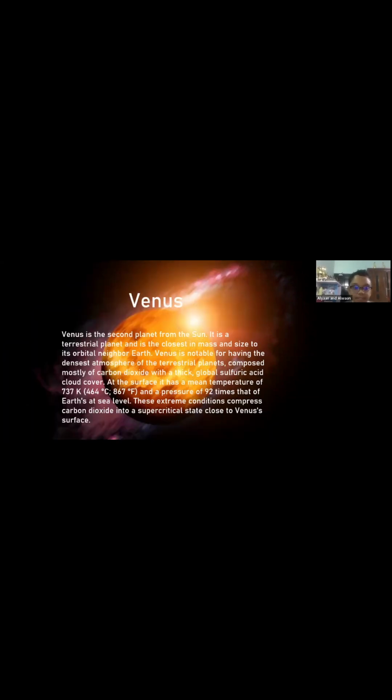Venus. Venus is the second planet from the Sun. It is a terrestrial planet and is the closest in mass and size to its orbital neighbor, Earth. Venus is notable for having the densest atmosphere of the terrestrial planets.